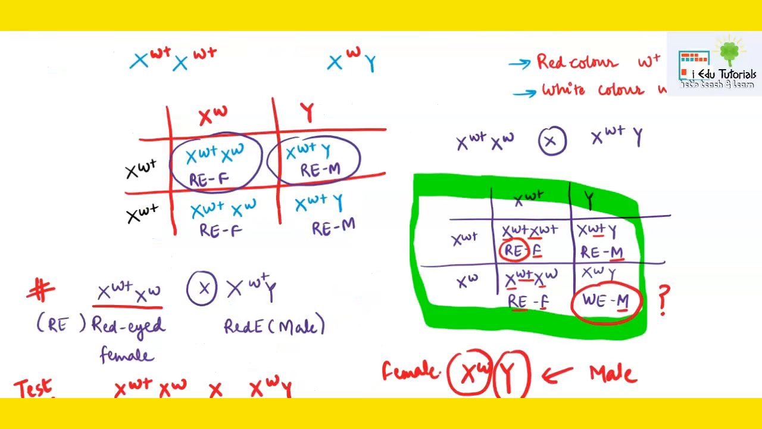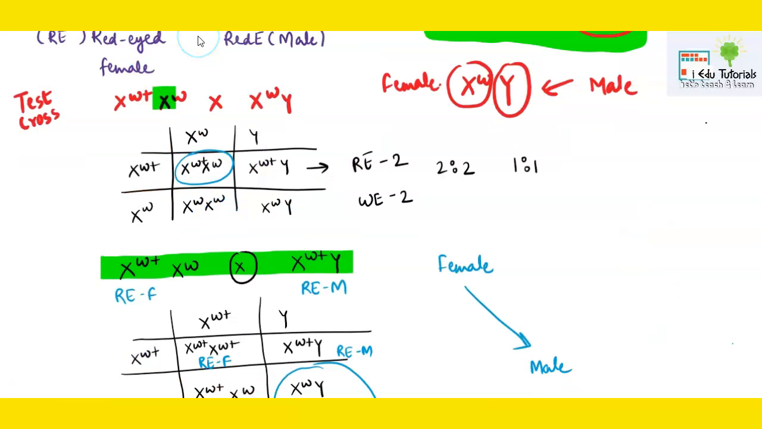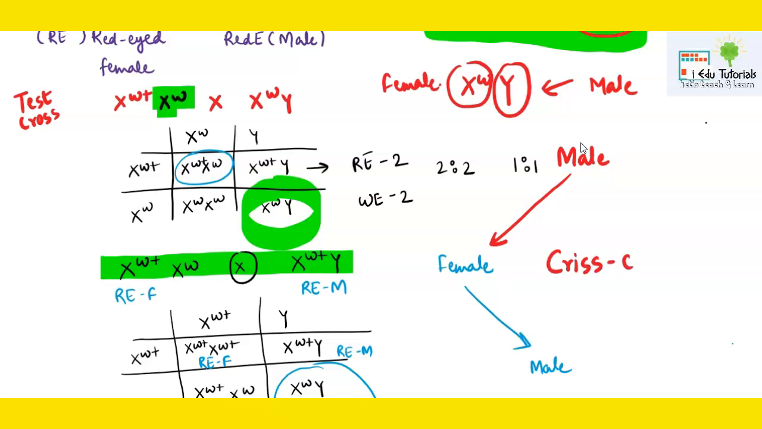So see here, he initiated his experiments by taking a white-eyed male, and this white-eyed allele penetrated in the female. That means from male it passed on to female, and then from this female it penetrated in the male. Means the inheritance was from male to female and then to male. This type of inheritance is known as crisscross inheritance that was noticed by Morgan in the fruit fly, Drosophila melanogaster.